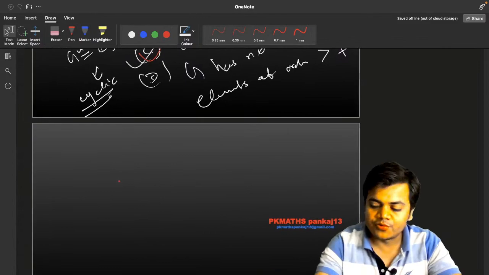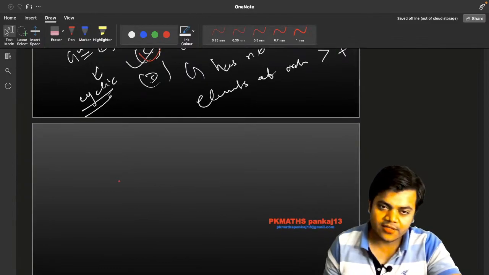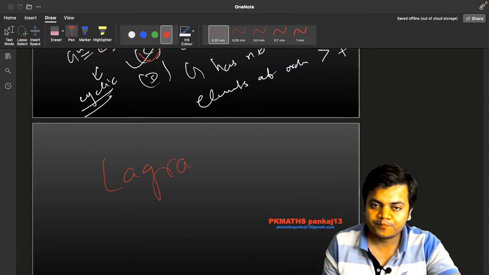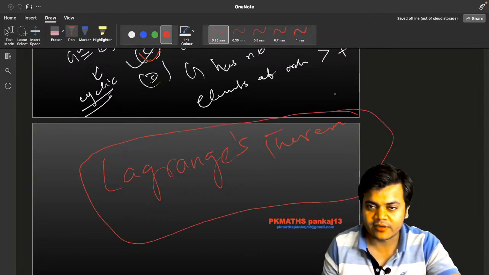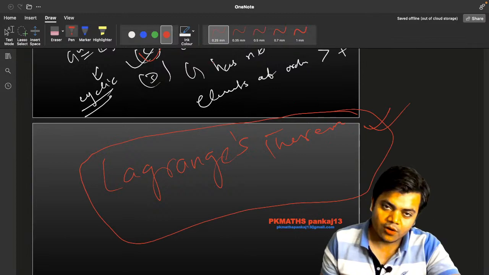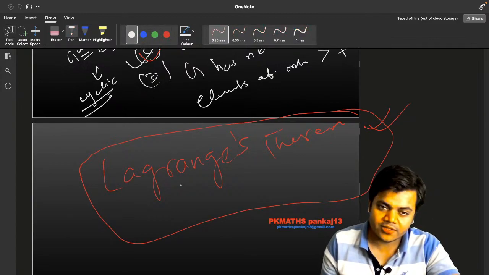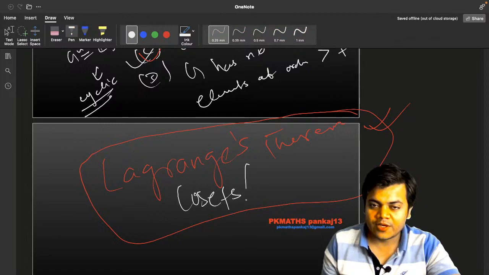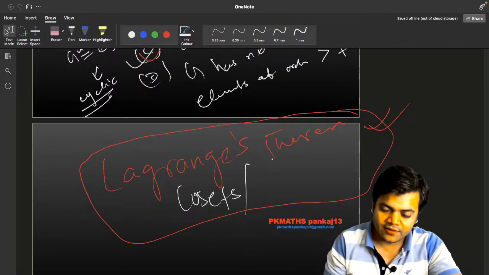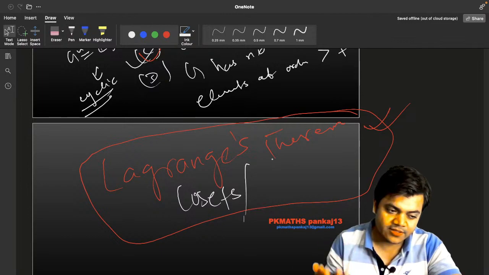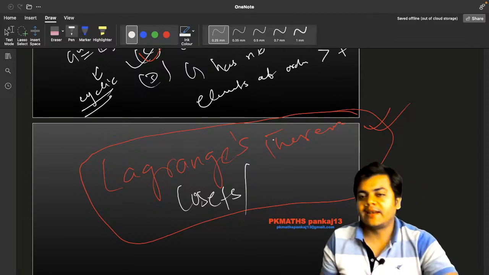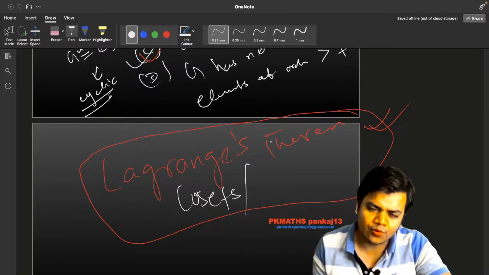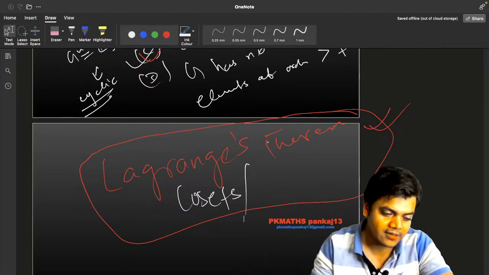I would like to say in the next class we will certainly discuss Lagrange's theorem, all the consequences, problems and things related to it. We will also introduce you to cosets, left cosets and right cosets. We will discuss how we can count the number of cosets and how we can apply Lagrange's theorem to find the number of subgroups or number of cyclic subgroups and things related to that.